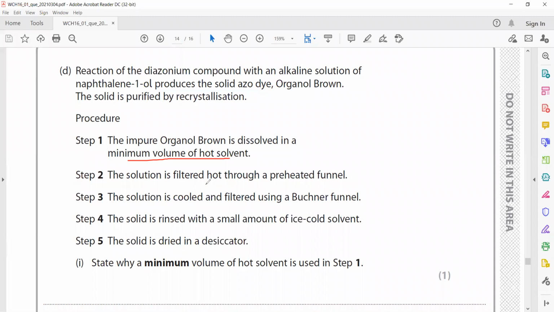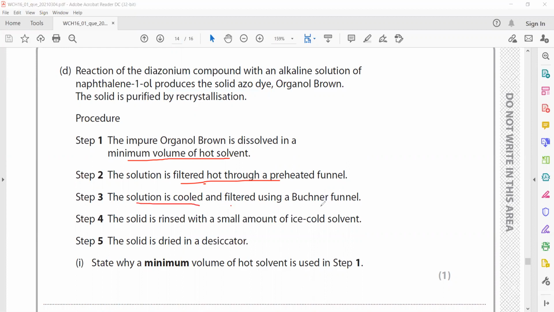The solution is filtered through a hot preheated funnel. Why do we use a preheated funnel? To make sure that no crystals form, no crystallization occurs for the azo dye on the funnel. As they are heated to a higher temperature, the solubility is higher, so it will not form solid.